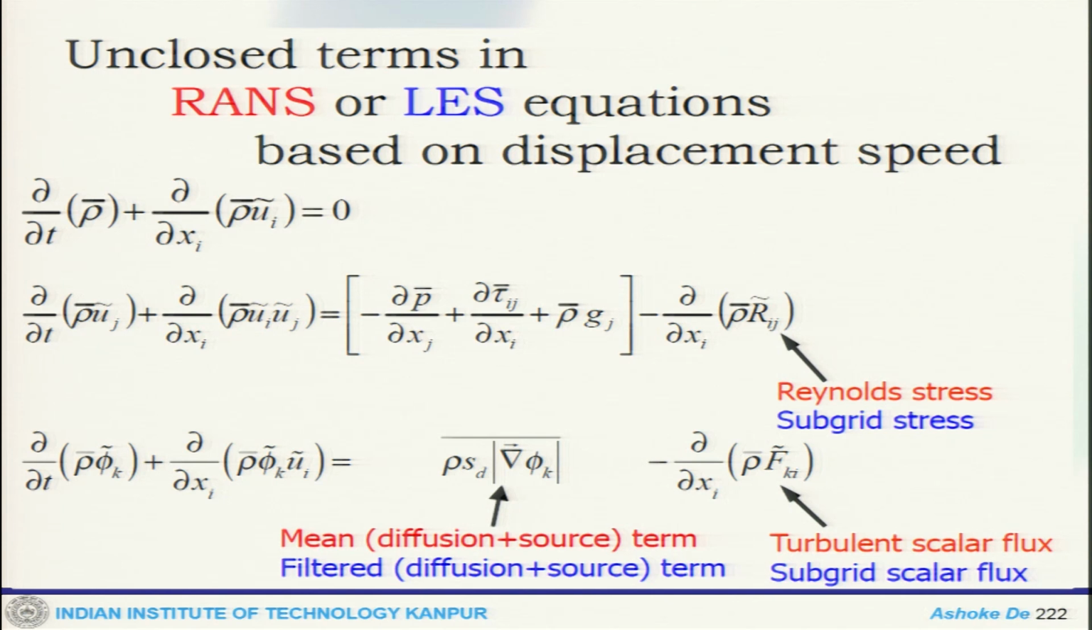Now if you use the displacement speed in this governing equation, these two sets of equations won't change, but when you come to the scalar transport equation, in a RANS framework this would be a mean term based on diffusion plus source term, or in LES it is filtered, so that would again be diffusion plus source term, and the last term which remains is the turbulent scalar flux, which one has to close, whether it is in the RANS framework or the LES framework.